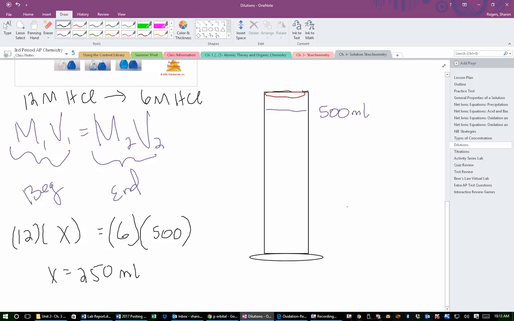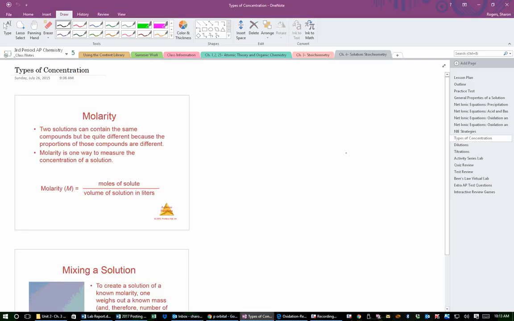All right, moving on. Types of concentration. Y'all, this is real hard. Real hard. I think you're only going to learn about molarity in this unit. So moles of solute over liters of solution.